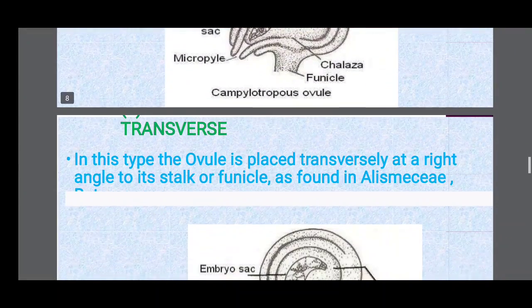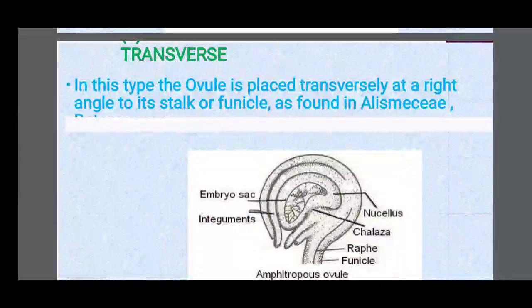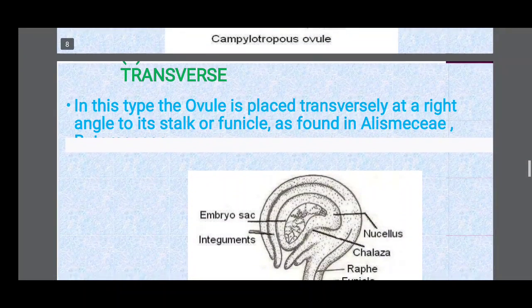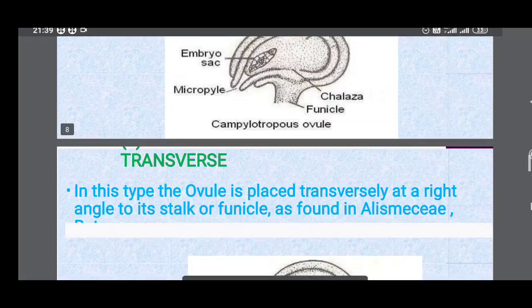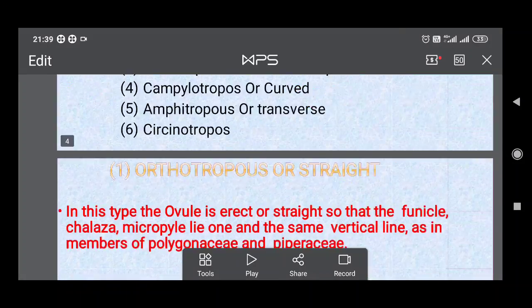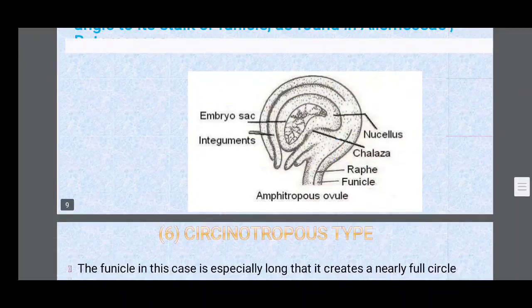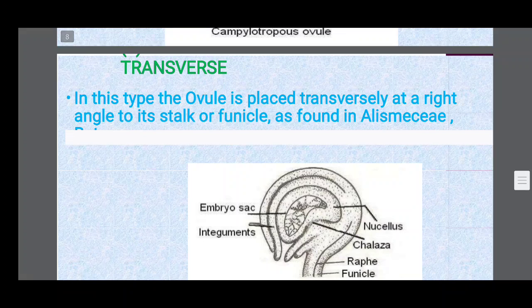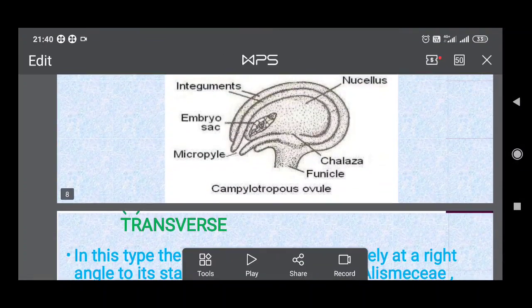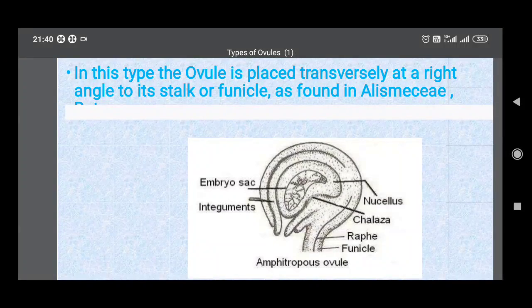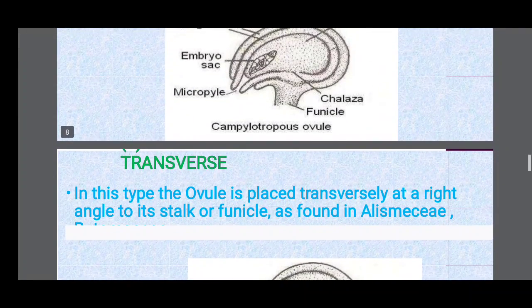Members are common in these. So now the transverse. Now amphitropous or transverse. In this type, the ovule is placed transversely at a right angle to the stalk or funicle, found in Alismataceae. So amphitropous or transverse ovule looks like the hemitropous, but in hemitropous the body is bent but the embryo sac is not bent.